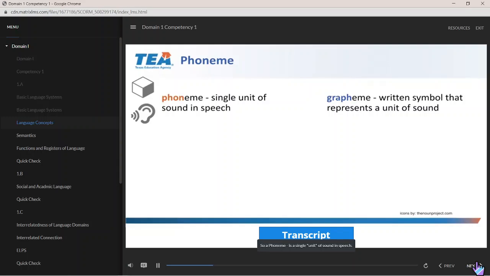So a phoneme is a single unit of sound in speech. 2 major phoneme categories include vowels and consonants. Vowels are speech sounds produced by open, unobstructed vocalization, with the vibration of the vocal cords, but without audible friction. Consonants are speech sounds in which the breath is at least partially obstructed.